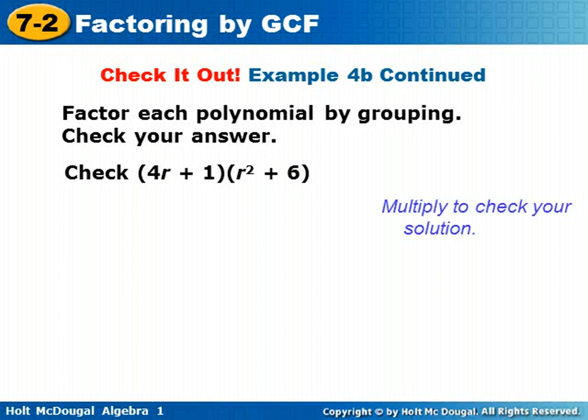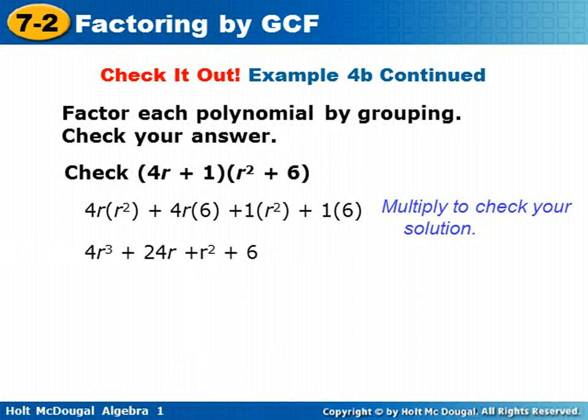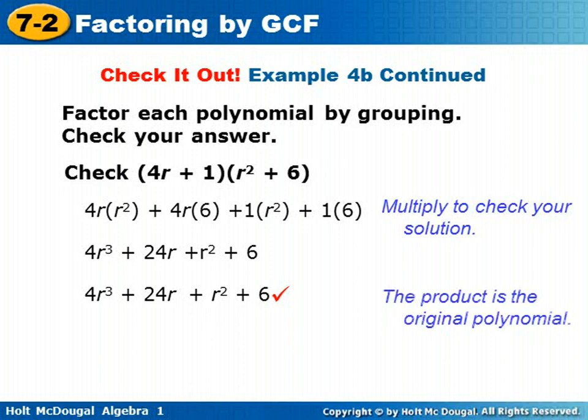To check the answer, we multiply back together the two binomials, 4r times r squared plus 4r times 6 plus 1 times r squared plus 1 times 6. That gives us 4r to the third plus 24r plus r squared plus 6. That is the original polynomial, so we know we factored correctly.